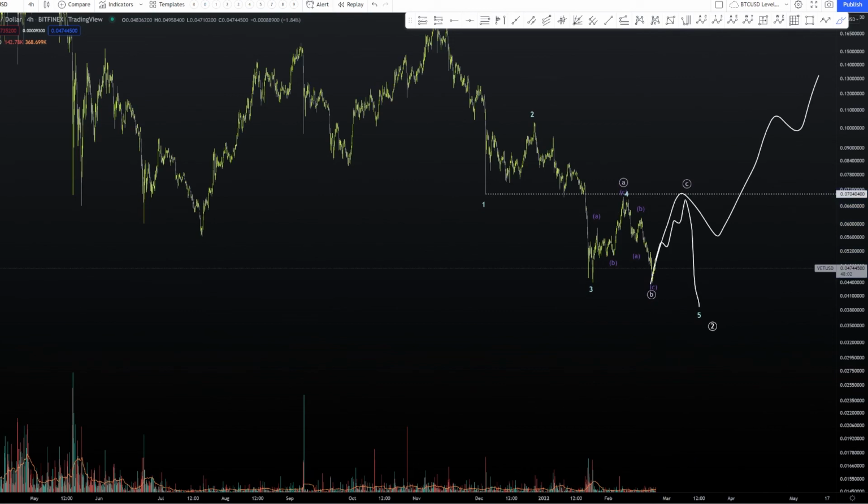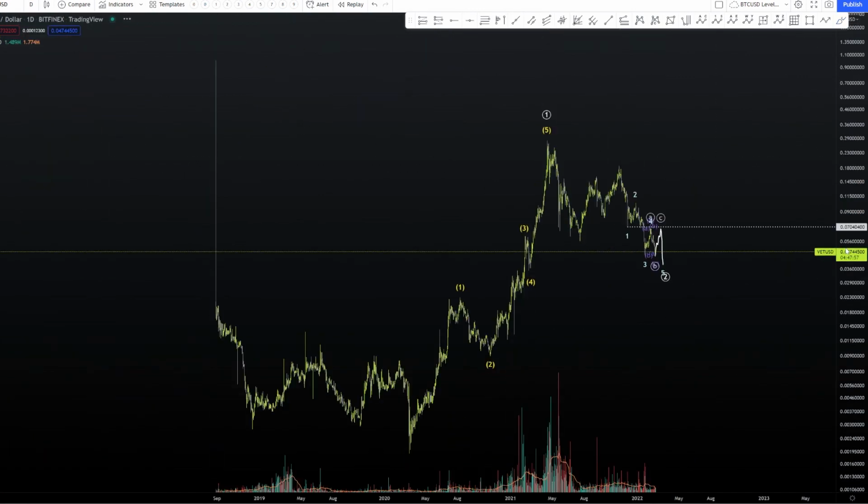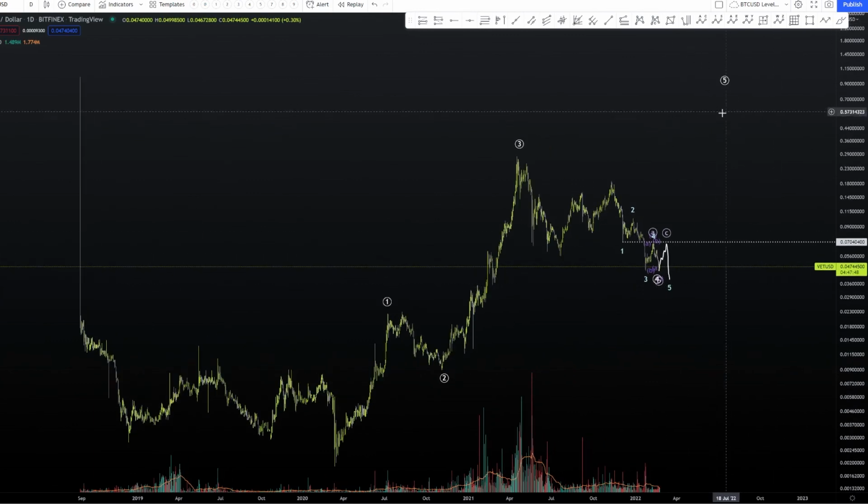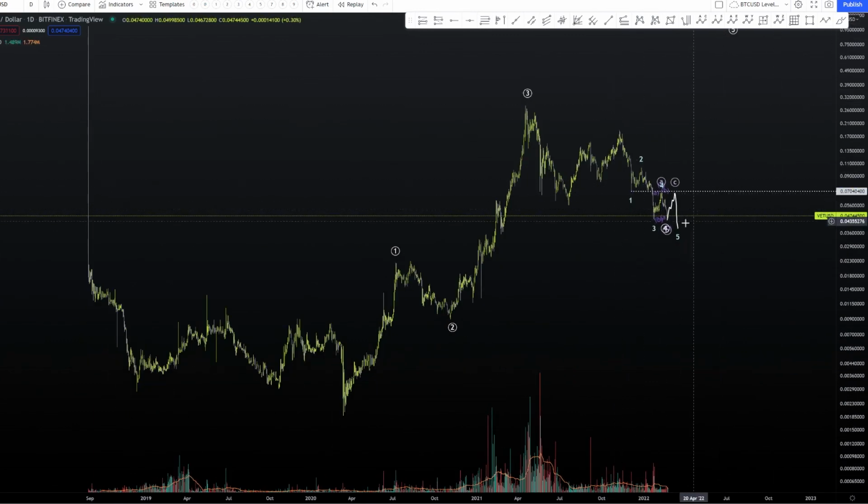Now I'm going to zoom out and summarize to you guys what we just went over. So I'm going to go on the daily chart. And what we're looking at is this being all a primary wave 3. We're in a primary wave 4. And we're going to come up for a primary wave 5 once we complete this correction right here.